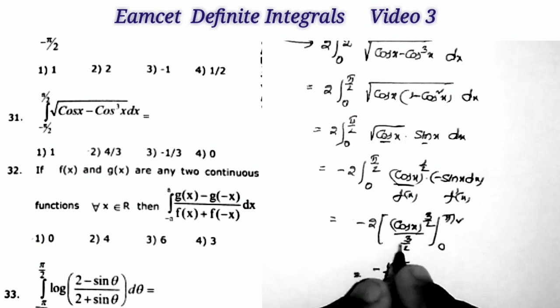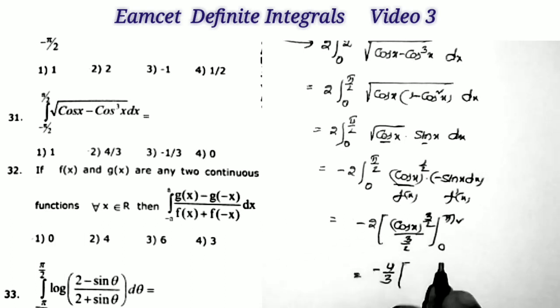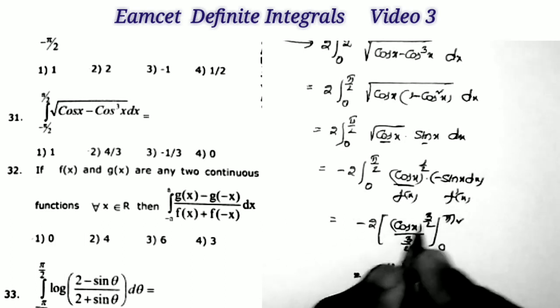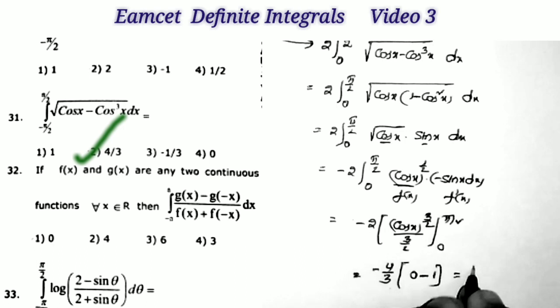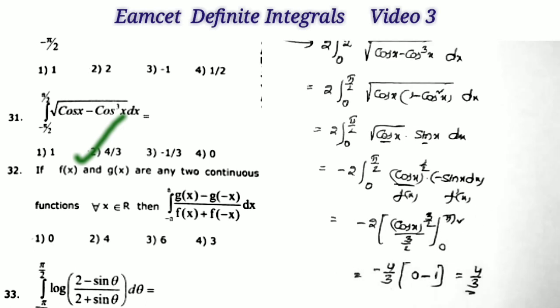So minus 4 by 3 into, writing the constant out of the limits, the values. Now replacing the limit values in this part, cos 90 is equal to 0 minus cos 0 is equal to 1. Therefore the answer is equal to 4 by 3. That's all, and that is the second option.